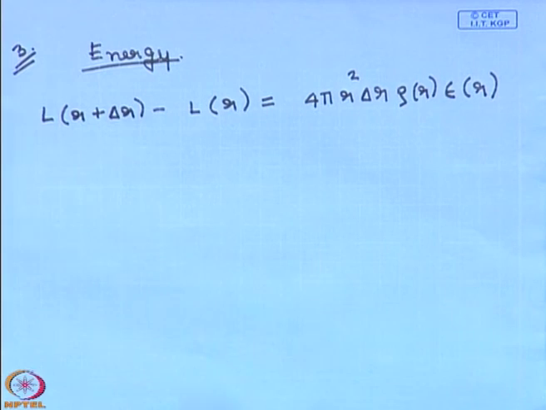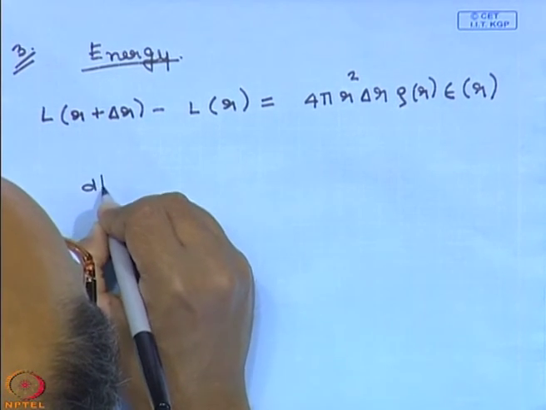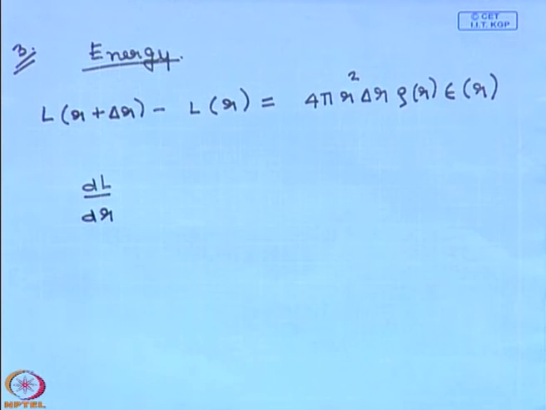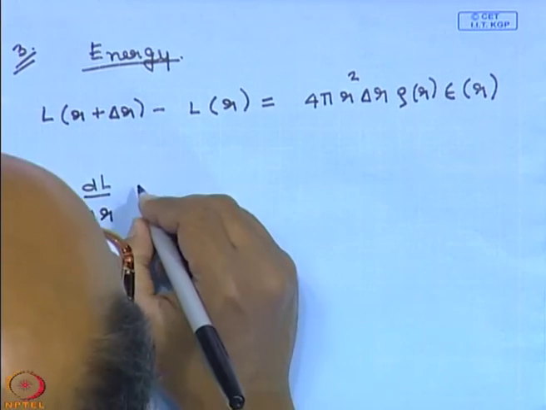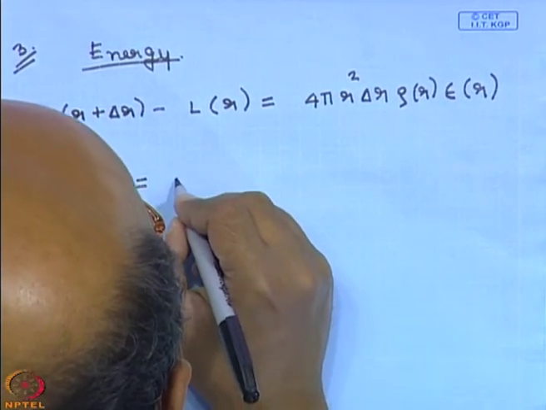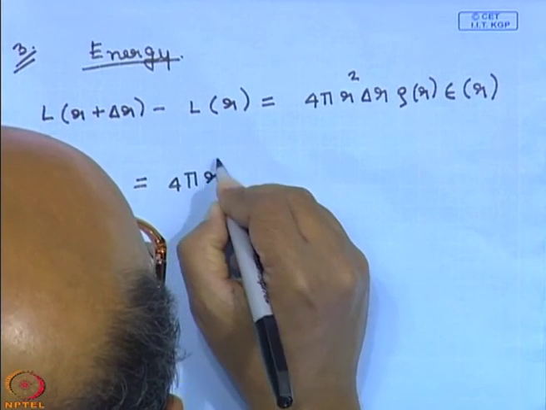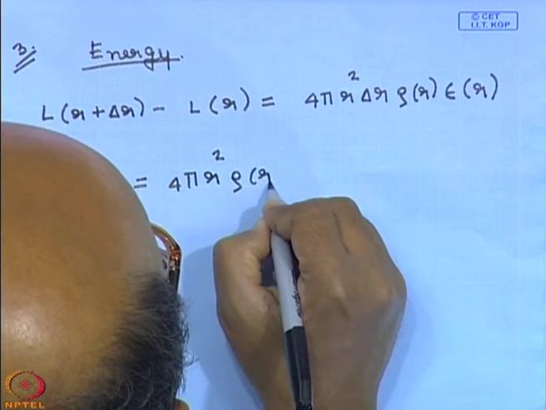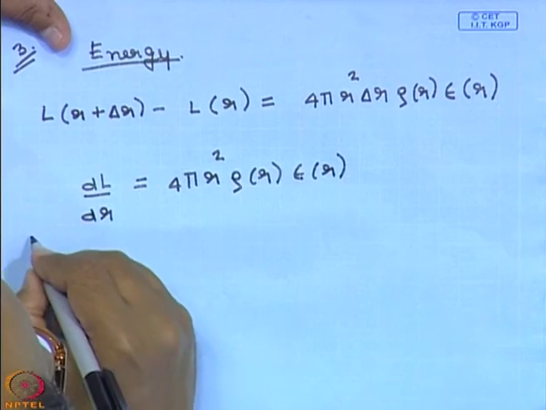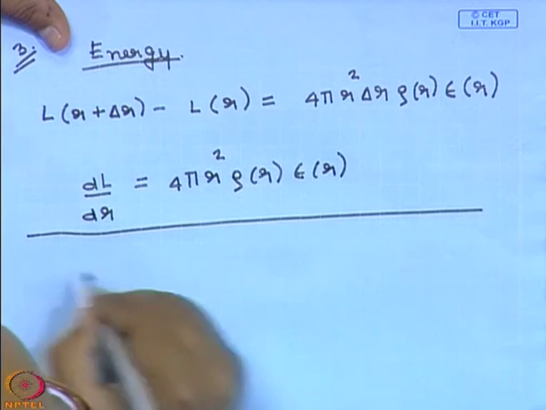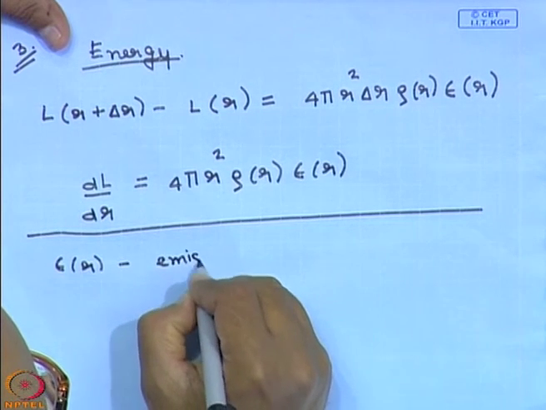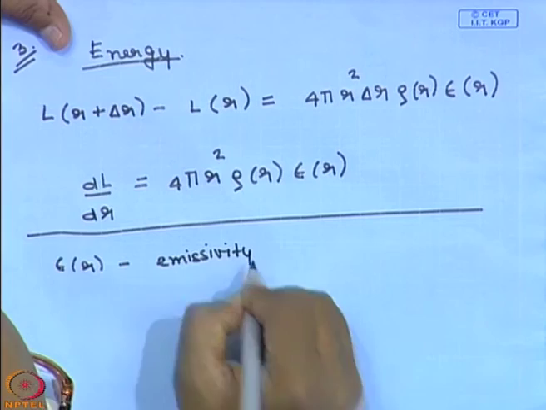So, this gives us the equation for dL/dr, how the luminosity changes as we go out from the sun, and dL/dr is equal to 4 pi r square rho(r) into epsilon(r), where epsilon(r) is the emissivity, or the energy generation rate.